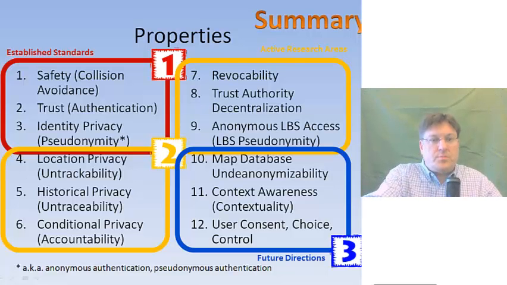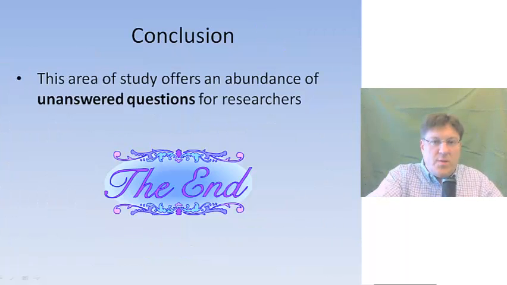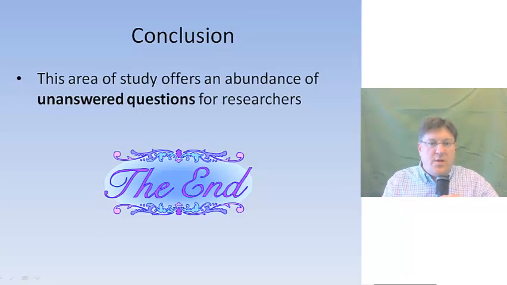So, you have now seen a brief overview of the vehicle network privacy properties. You've seen the established standards, you've seen the active research areas, and a couple of the future directions. I hope that this has been useful for you. You can see that there's a lot of areas to be researched here. There's a lot of unanswered questions, and I look forward to giving you my next presentation, which will be the area that I intend to explore more thoroughly.